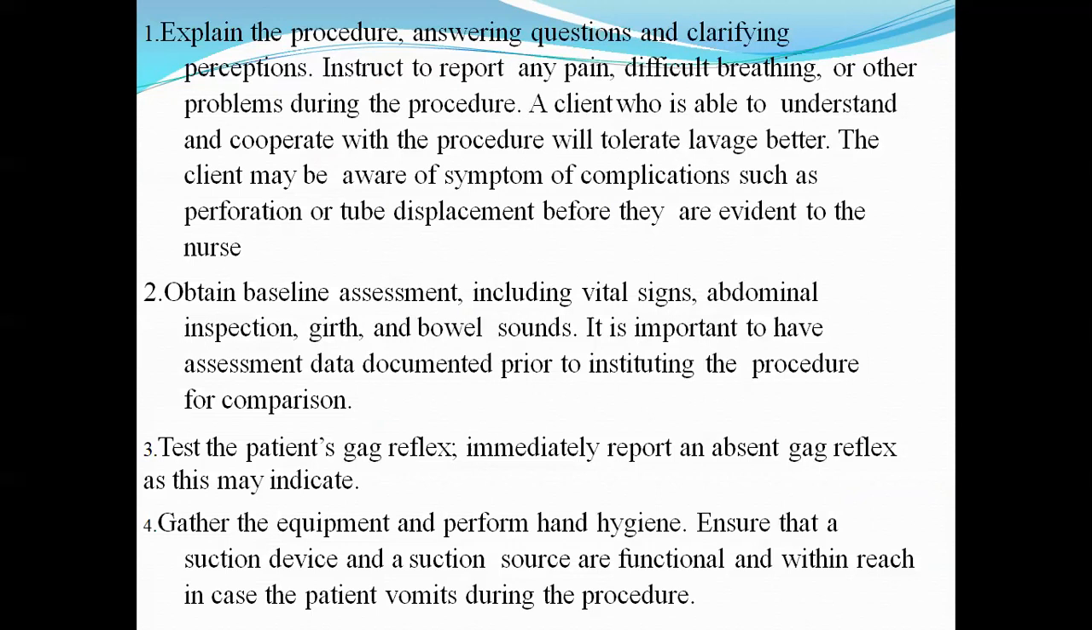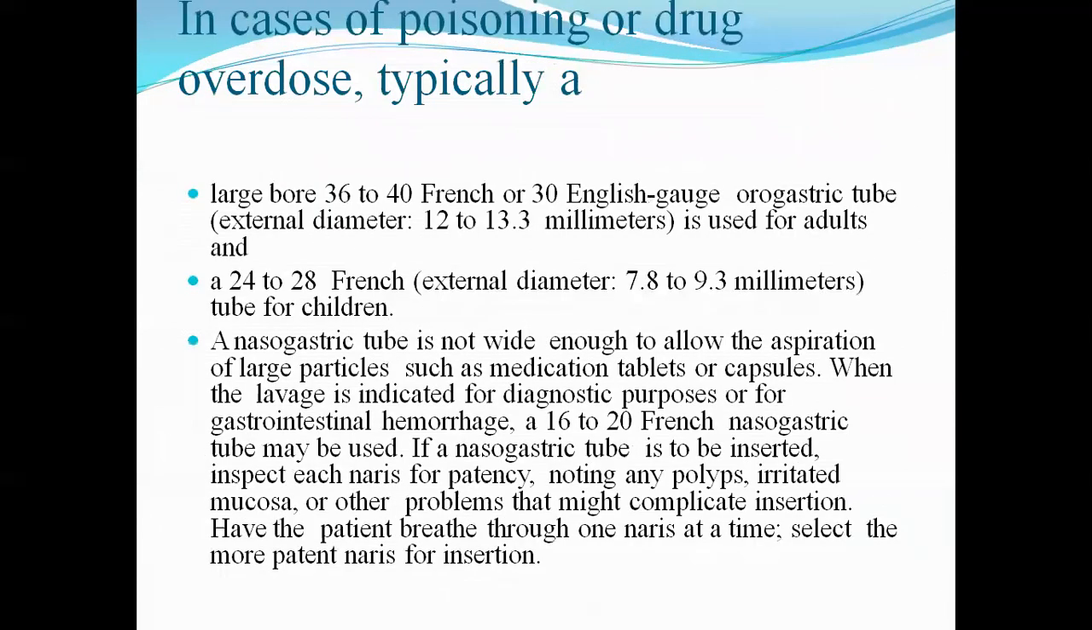Gather the equipment and perform hand hygiene. Ensure that a suction device and suction source are functional and within reach in case the patient vomits during the procedure. In case of poisoning and drug overdose, a large 36 to 40 French nasogastric tube is used, and a 24 to 28 French tube for children. A nasogastric tube is not wide enough to allow aspiration of large particles, such as medication tablets and capsules.